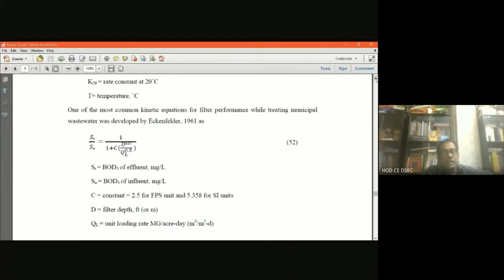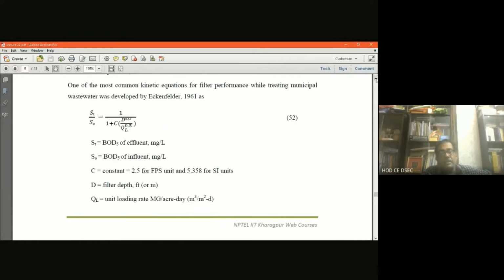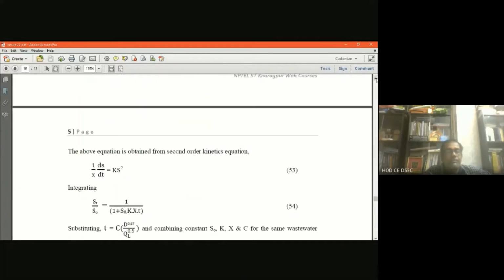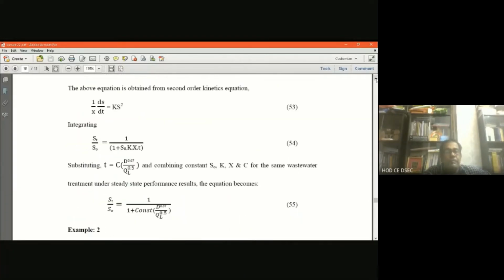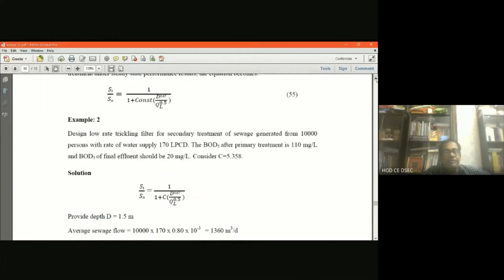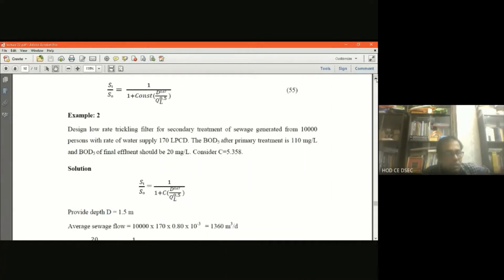QL, what is the QL? That is the unit loading rate. That is a million gallon per quantity in volume per meter square area of the filter per day. So this is the unit loading rate. So this is the equation. Let's solve one problem, then the confusion will automatically be removed.